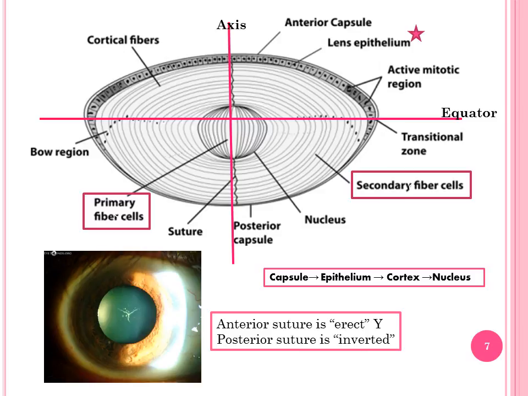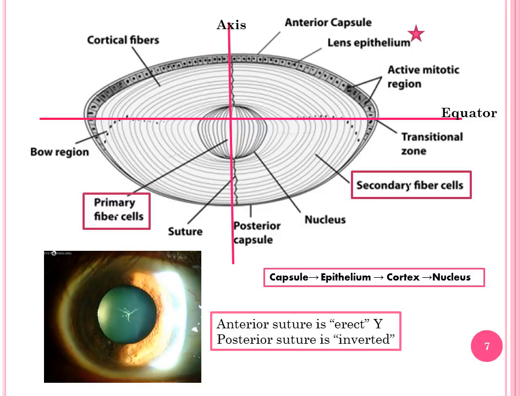Notice that in these equatorial regions out here, we have the active mitotic region, which I just talked about before. Sometimes they call this area the lens bow. The cortical fibers, there's going to be the cortex, and we said capsule, cortex, nucleus. The primary fiber cells are known to be the embryonic nucleus, and the secondary fiber cells are going to be more outer. Those are known as the fetal nucleus.